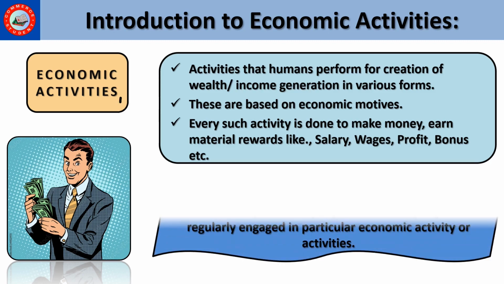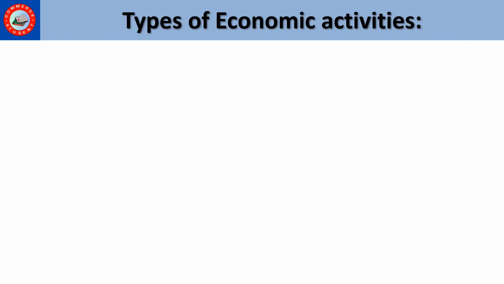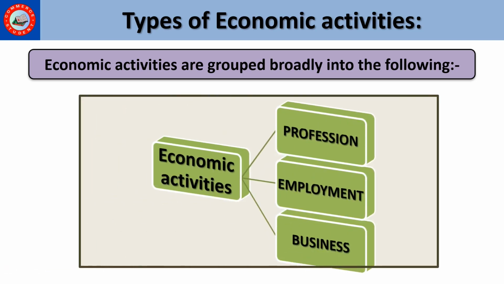Now, so far as the number of economic activities are concerned, these are multiple and countless in number. And these activities are also called occupations of people, when people are regularly engaged in particular economic activity or activities. Therefore, all economic activities or the occupations of people can be classified into three broad categories, that is, profession, employment and business. Now let's discuss these one by one, starting with profession.